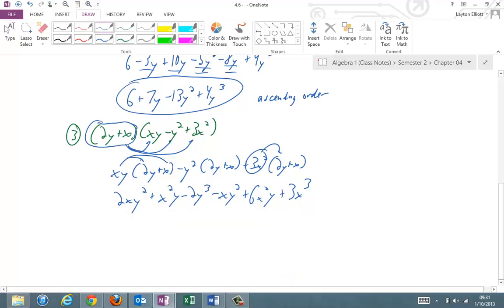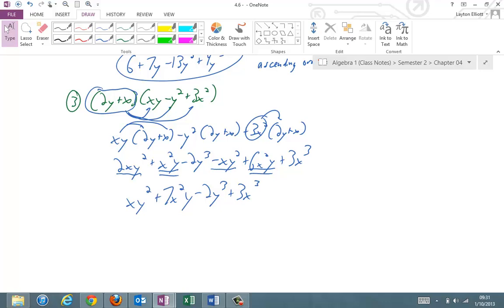Then you want to add your like terms. 2xy squared is a like term with the negative xy squared, and that's it. So 2 minus 1, 1, xy squared. We have an x squared y and a 6x squared y. Add those to get 7x squared y. Then negative 2y cubed and a plus 3x cubed. So then let's think about order. If we want to do descending order, we have to pick it either with the y's or the x's.